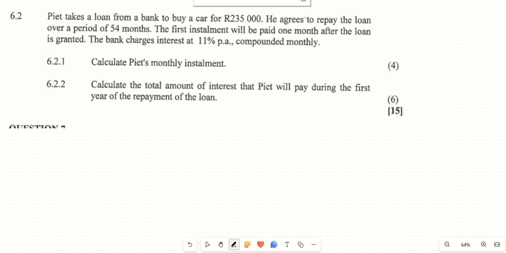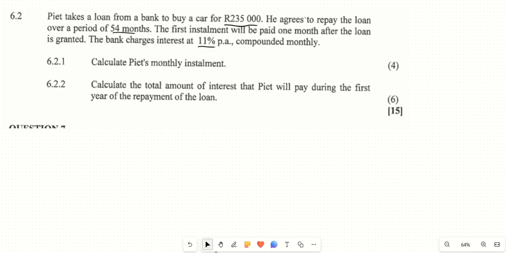Okay, this is the question. He takes out a loan to buy a car, 135,000. He agrees to pay the loan over a period of 54 months, and the first installment will be paid 1 month after the loan is granted. The bank charges interest at 11% per annum, compounded monthly.